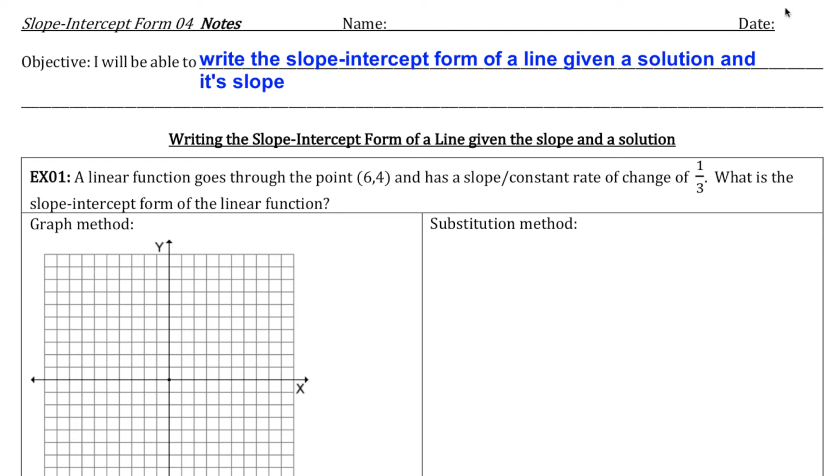All right, so in this lesson, we are going to write the slope-intercept form of a line given a solution and its slope. So basically, we got to remind ourselves first, what is slope-intercept form? Slope-intercept form is y equals mx plus b. The m is our slope, and the b is our y-intercept.